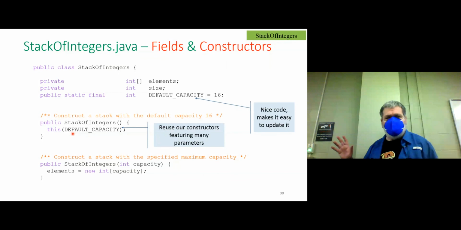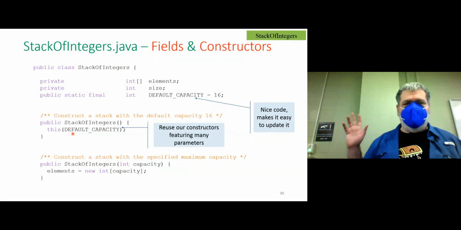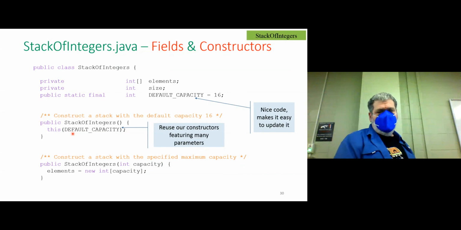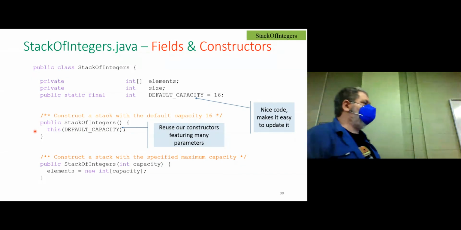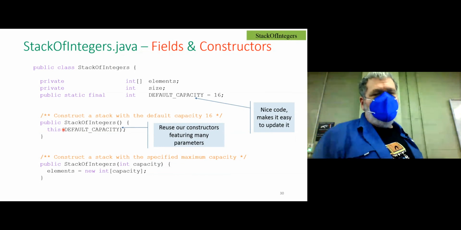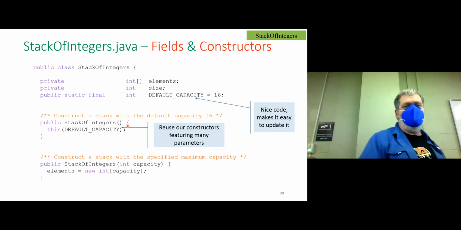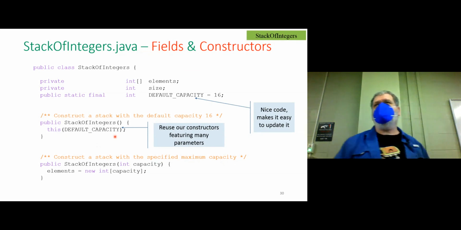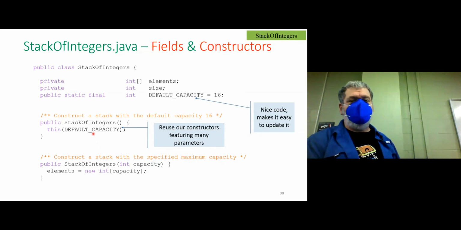So we have those three attributes. One of them is a static constant. Then we have a constructor. We use constructor chaining. Okay, so keep that in mind for the exam coming up this Friday. We use constructor chaining here so that the no-arg constructor calls the one-arg constructor, and we pass the default capacity.